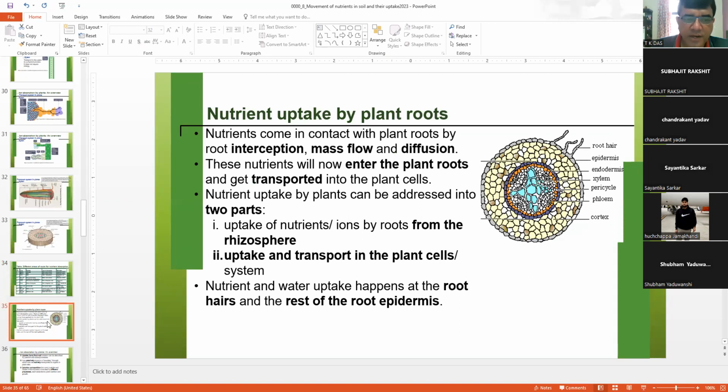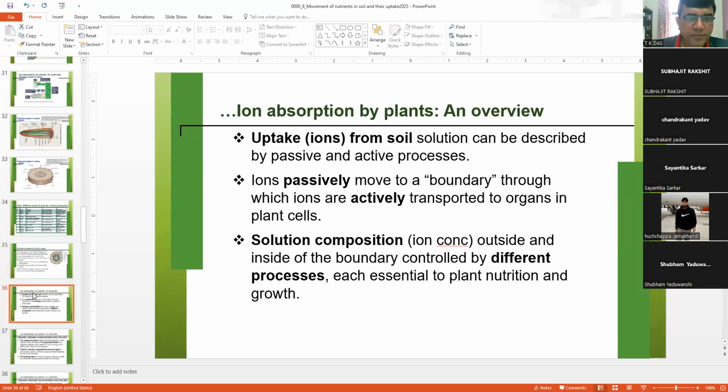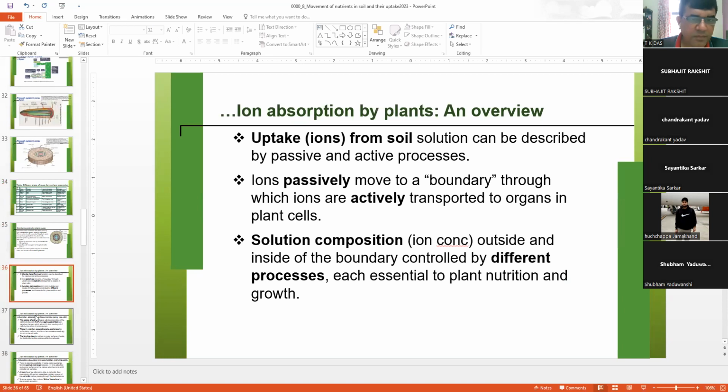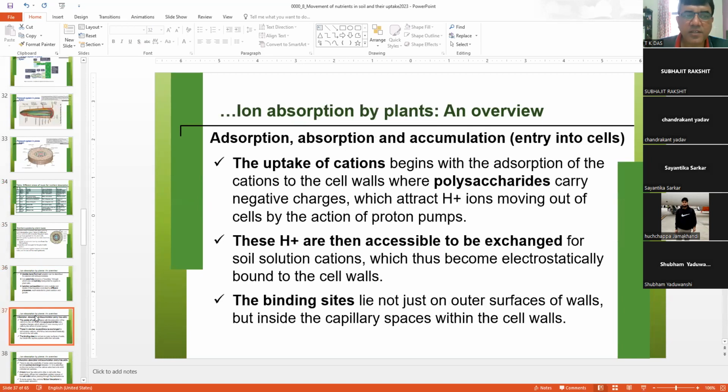And you have seen the nutrient uptake by the plant roots. We started this topic. And we have discussed the adsorption means coming near to the root. Absorption means entry into the plant system or plant roots, and then accumulation in the plant. So there are three steps in ion absorption. Adsorption, they have to come near to the root. Absorption, they are ingested, they are taken inside, and then they are accumulated. After accumulation, they will move radially to the xylem.